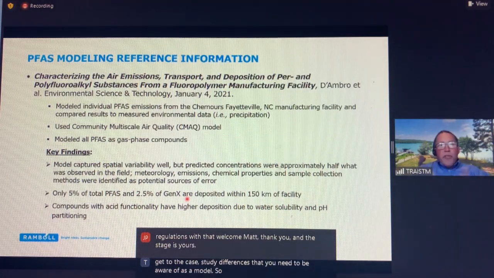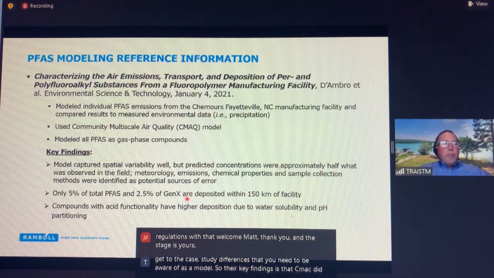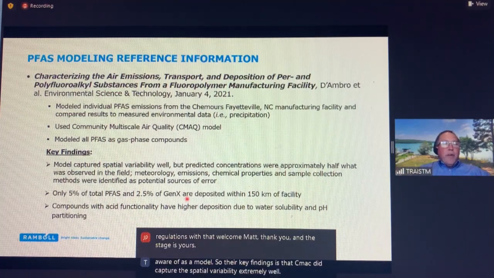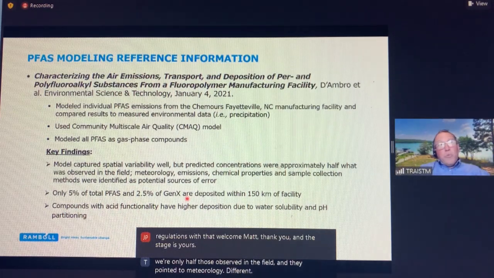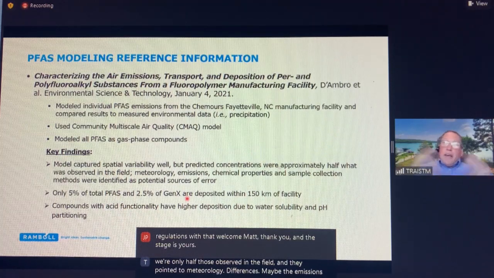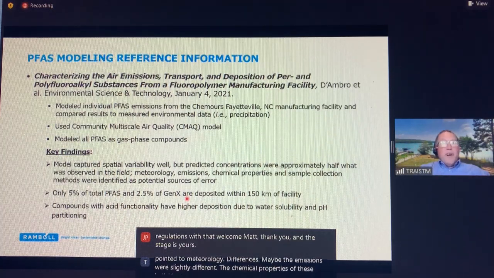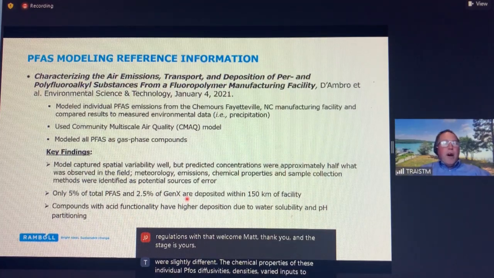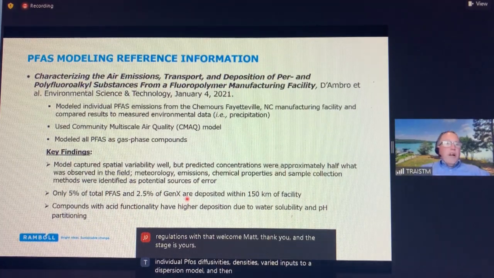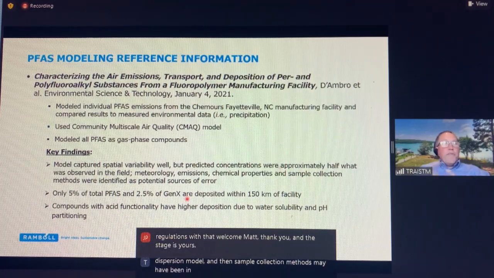Their key finding is that CMAQ did capture the spatial variability extremely well. Predicted concentrations, though, were only half of those observed in the field. And they pointed to meteorology differences. Maybe the emissions were slightly different. The chemical properties of these individual PFAS, diffusivities, densities, are very important inputs to a dispersion model. And then sample collection methods may have been another source of error.